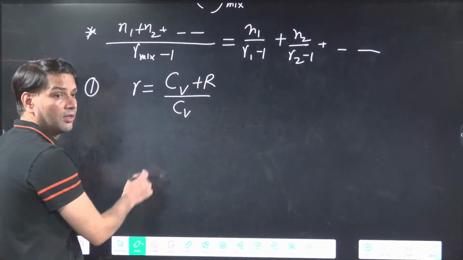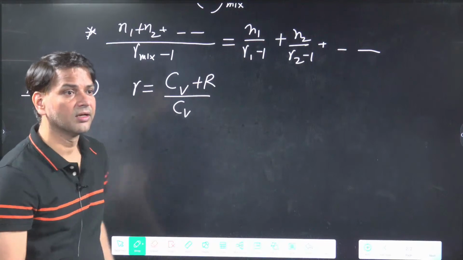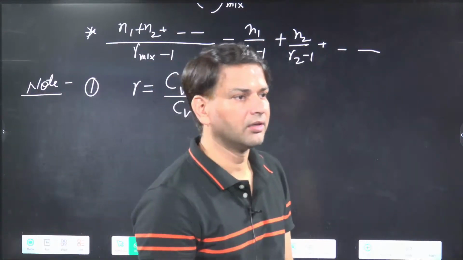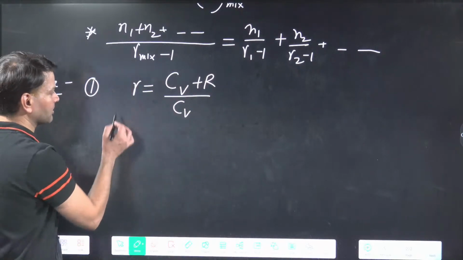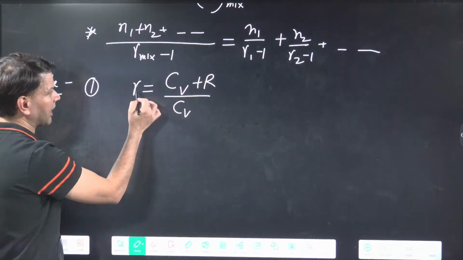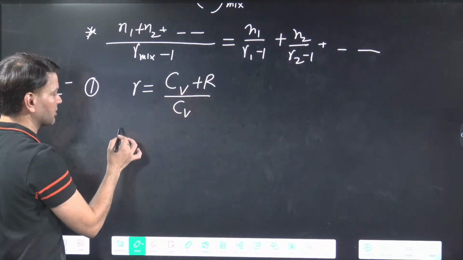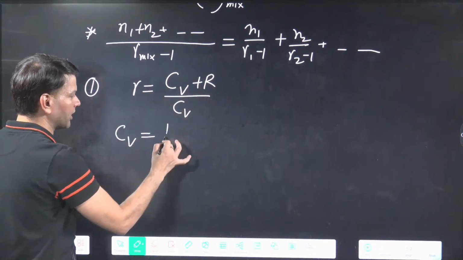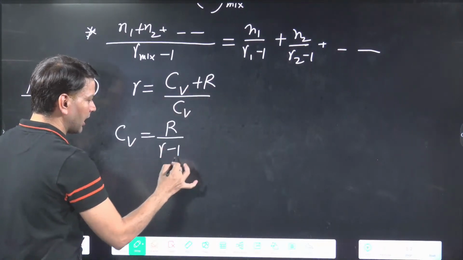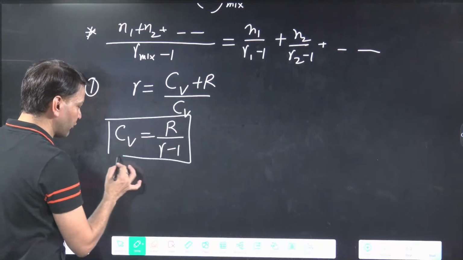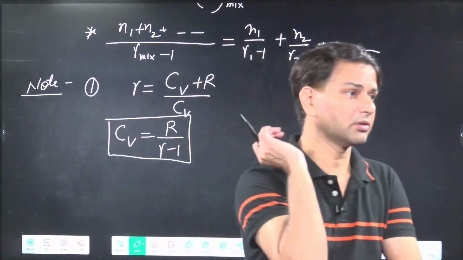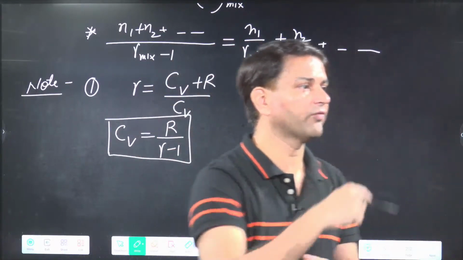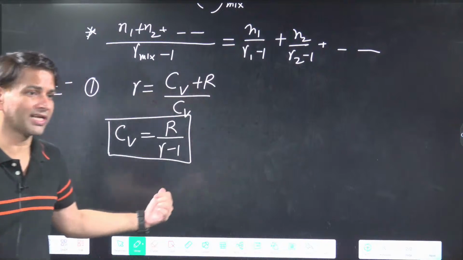Okay, this is done. Then you cross multiply, so you will get gamma Cv equals Cv plus R. So solving for Cv you will get R upon gamma minus 1. Remember this formula for Cv directly. Maybe they have given the gamma and not mentioned the gas. So how can we find Cv? Cv is equal to R upon gamma minus 1.